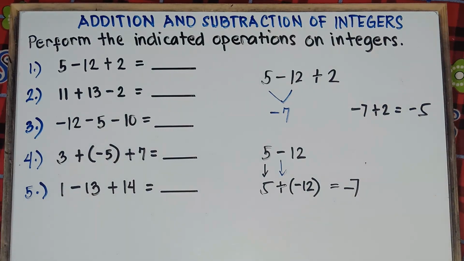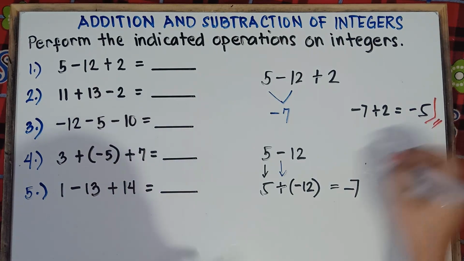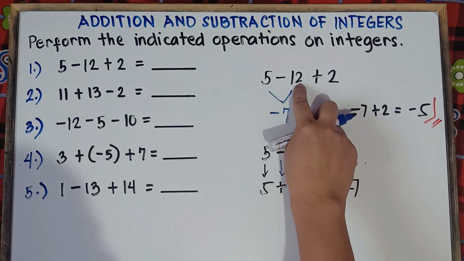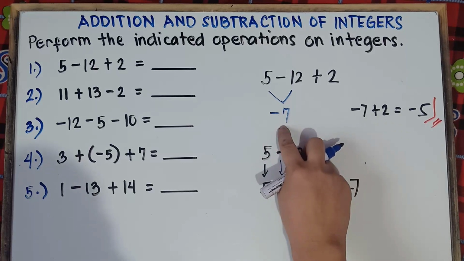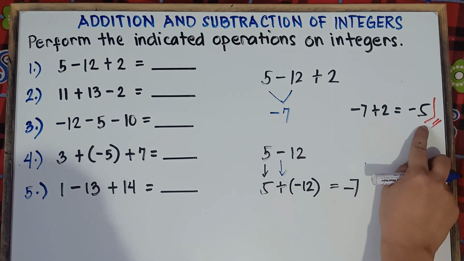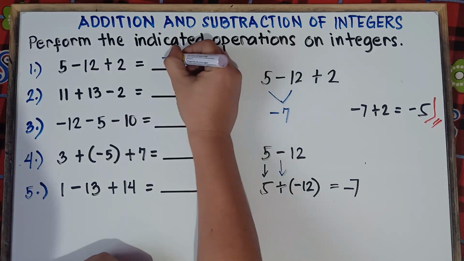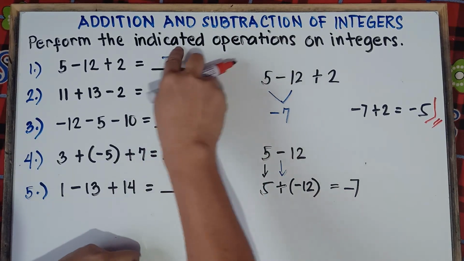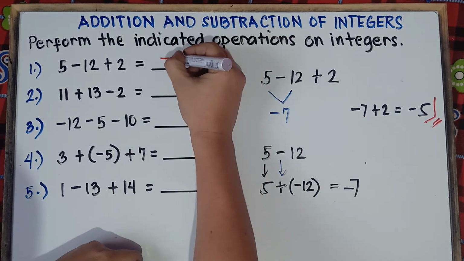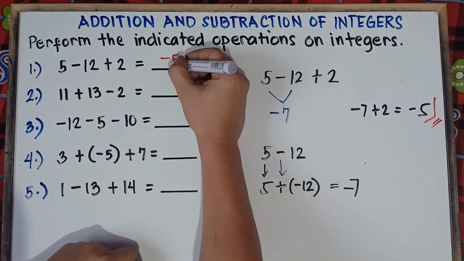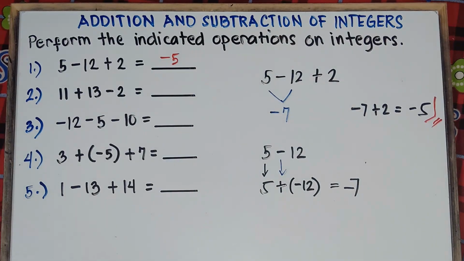So therefore, our answer with regards to example number 1, the answer is negative 5. Alright, so 5 minus 12, that is negative 7, and then negative 7 plus 2, that is negative 5. So the answer with regards to example number 1 is negative 5. Alright, so let me just write it in red. The answer is negative 5. All set for example number 1, class.